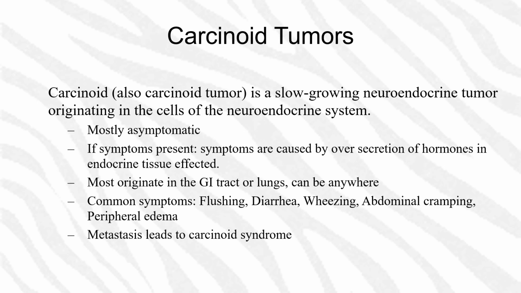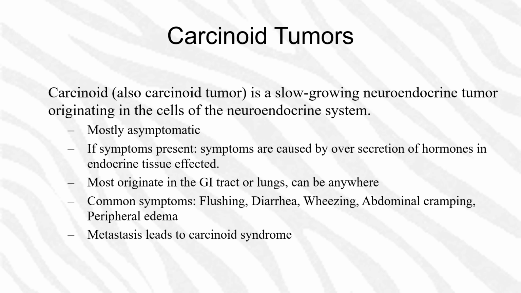Carcinoid is worth mentioning. This is also called carcinoid tumor. This is a slow-growing neuroendocrine tumor originating in the cells of the neuroendocrine system. It is mostly asymptomatic until it's not anymore. If the symptoms persist, symptoms are caused by oversecretion of hormones in the endocrine tissue that's affected. They most commonly originate in the GI tract or the lungs, but they can be found anywhere.